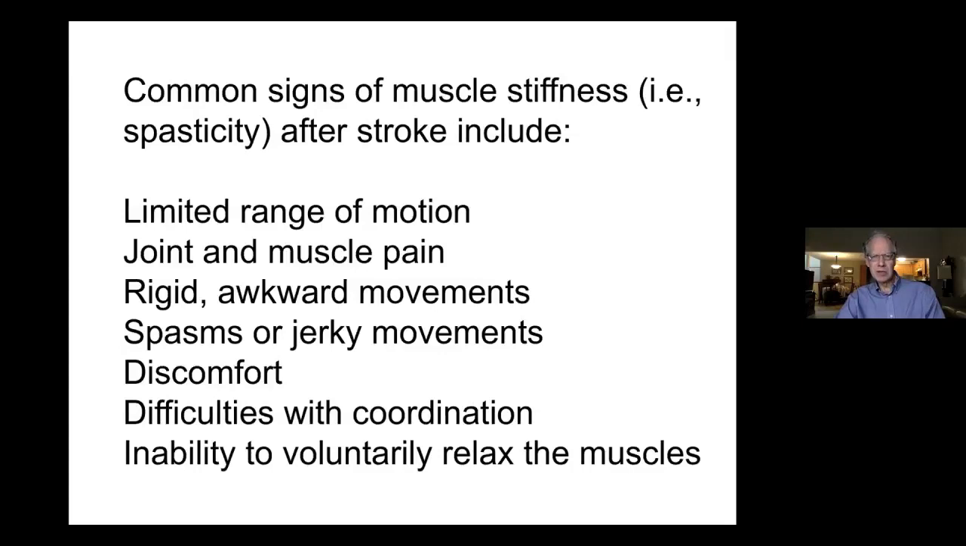The common signs of muscle stiffness, that is spasticity, after a stroke include limited range of motion, joint and muscle pain. Some patients complain of extreme pain from spasticity. There are rigid, awkward movements. You may have spasms or jerky movements, discomfort, difficulties with coordination, and the inability to voluntarily relax the muscles. And those muscles will stay contracted except for one time, and that is when you are in REM sleep.